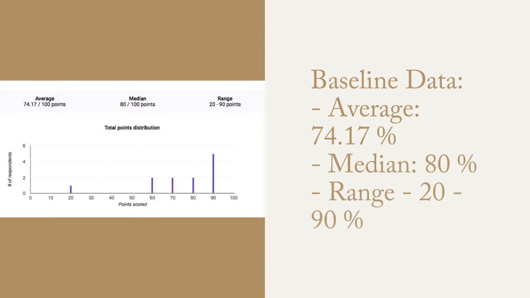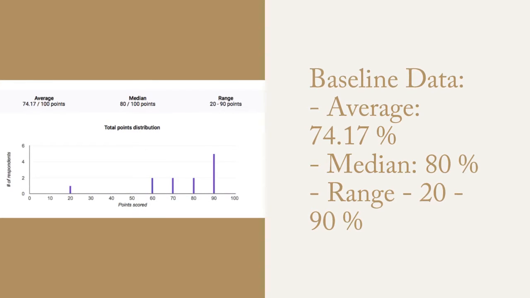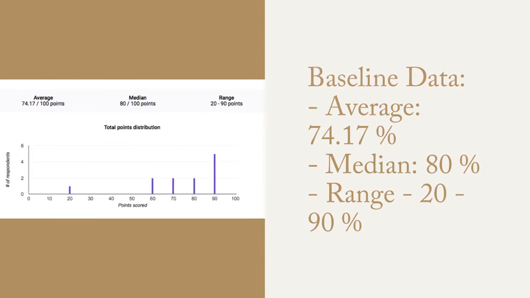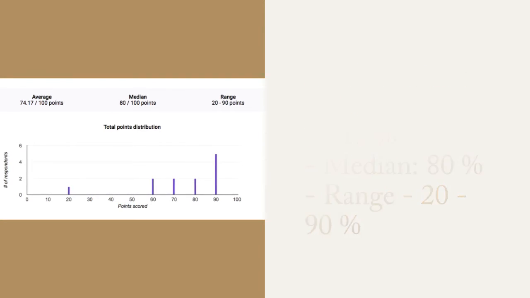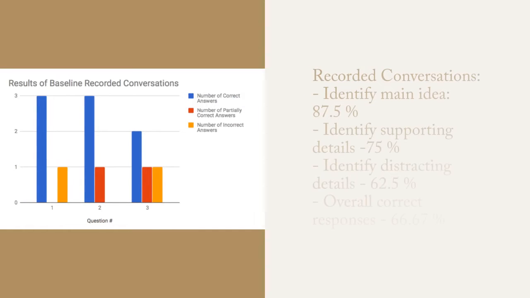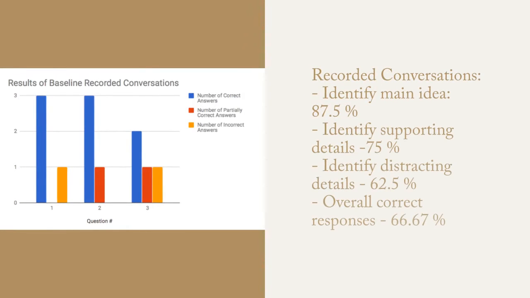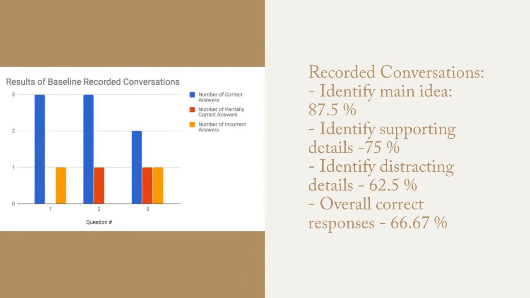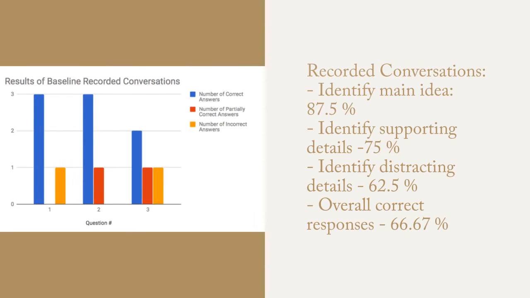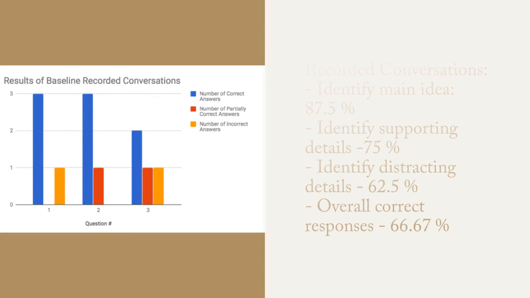The baseline data collected from the 11 participants shows that the Google Forms average was a 74.17, with a median of 80% and a range of 20 to 90%. After analyzing students' recorded conversations, I found that 3 out of 4 partner groups answered the first question correctly, and 1 group answered it partially correctly. This question asked students to identify the main idea of the text. The second question, which asked about supporting details, was answered correctly by 3 groups and incorrectly by 1 group. The third question, asking about distracting details, was answered correctly by 2 groups, partially correctly by 1 group, and incorrectly by 1 group.